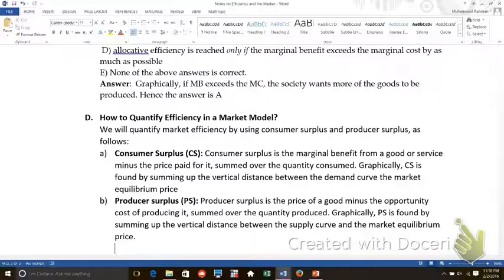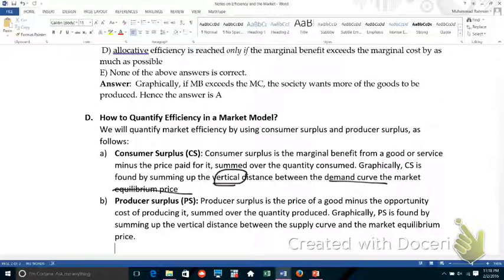So what is consumer surplus? Consumer surplus is the marginal benefit from a good or service minus the price you pay for it. So it's a very simple idea. The way to find consumer surplus is by finding the vertical distance between the demand curve and the market equilibrium price.